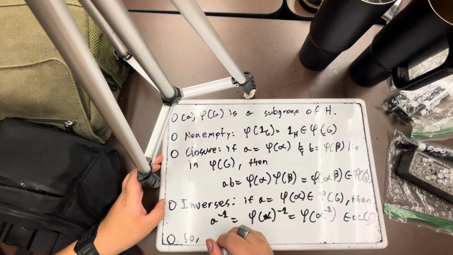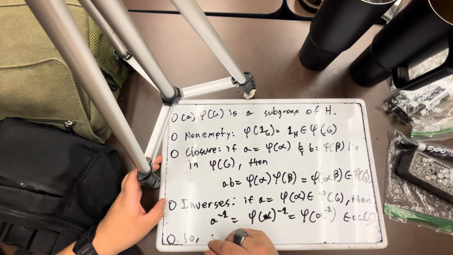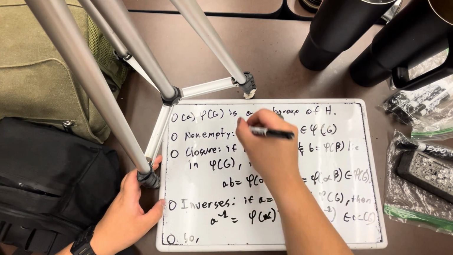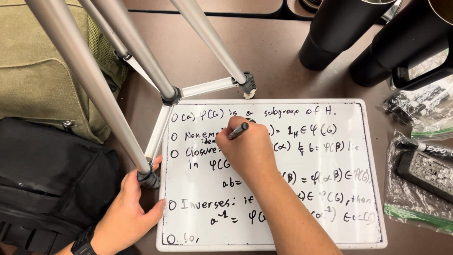Well, we also have the fact that it has the identity, right? That non-empty kind of coincides with the identity part. The Bourne identity, the subgroup identity.